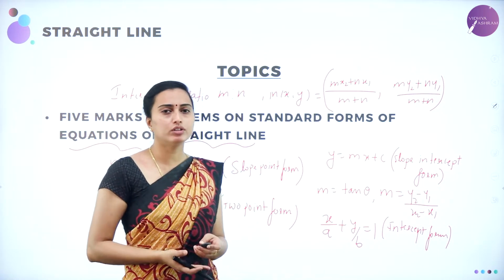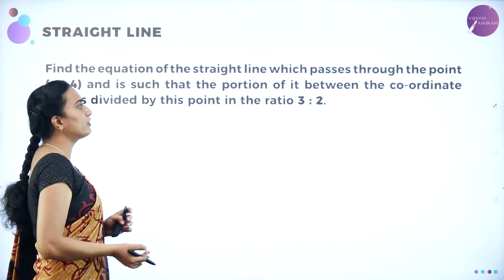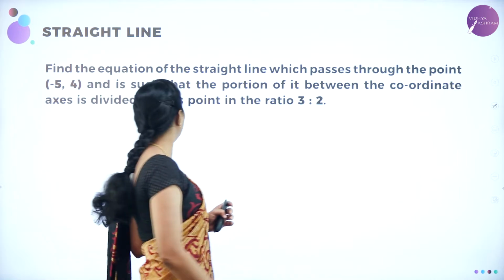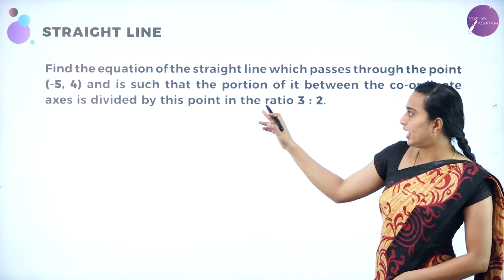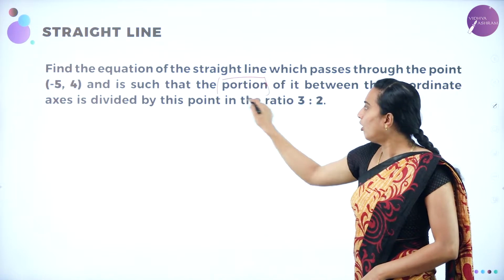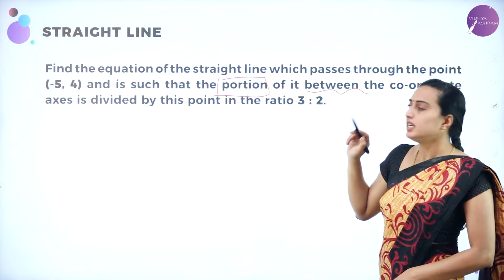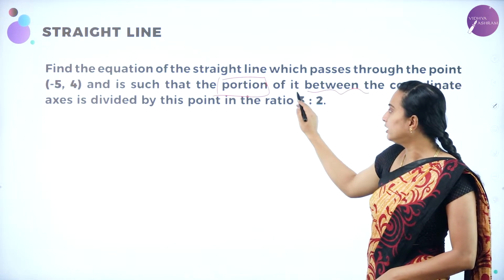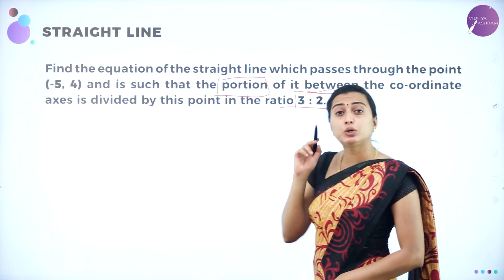Now, let us move on to solving the problems. The first problem: find the equation of a straight line which passes through minus 5 comma 4 and is such that the portion of it between the coordinate axes is divided by this point in the ratio 3:2. So they've asked you to find the equation.